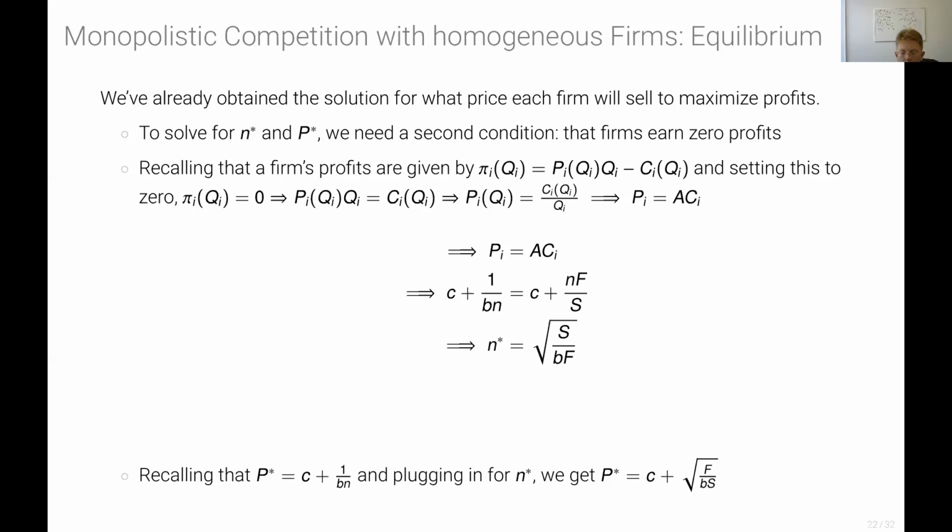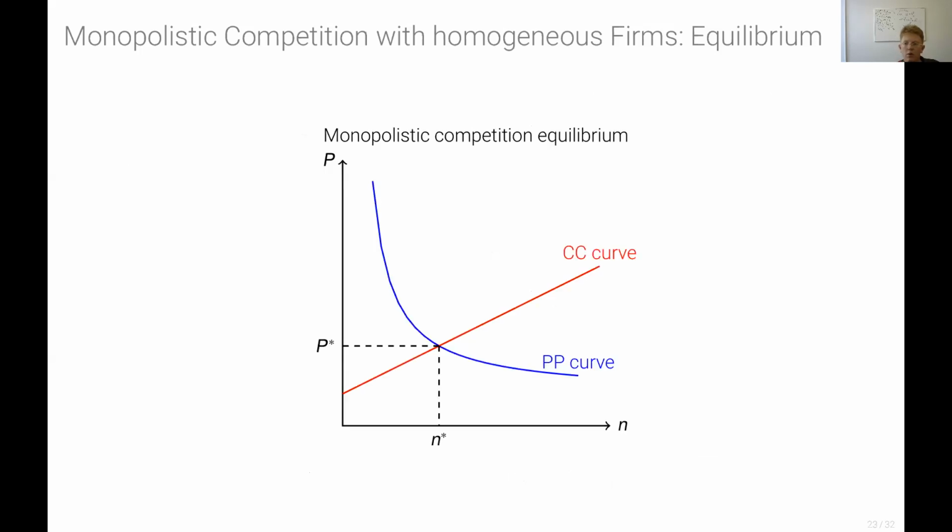Okay. So what's going to be the equilibrium here? We can just draw what the CC curve and the PP curve look like as a function of N and price. The CC curve is going to be upward sloping. That is, average costs are going to be increasing as we increase the number of firms, because each of them produces less. And the PP curve is going to be downward sloping as a function of N. As N increases, competition gets more intense, and that's going to drive down prices.